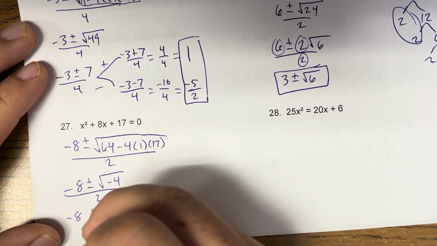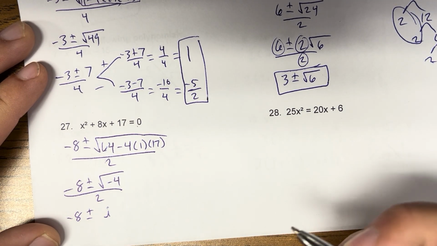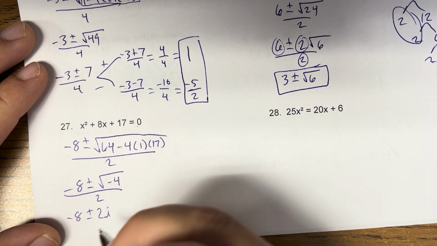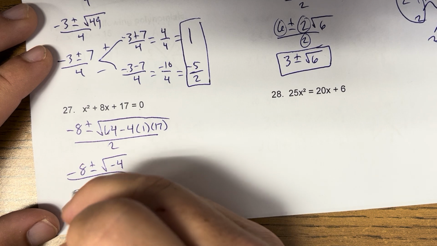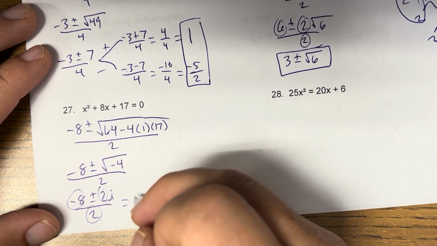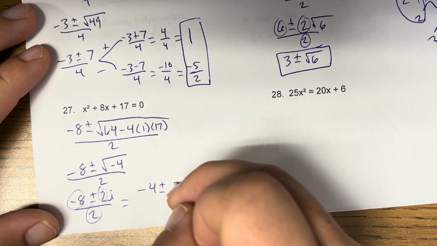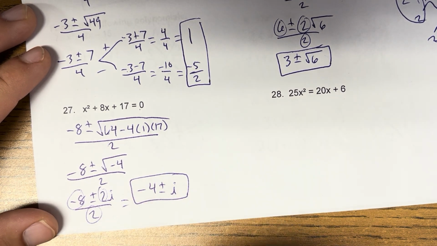Because there's a negative under the square root, I know I'm going to pull out an i, and then the square root of 4 is 2. It's a perfect square, and so it's 2i. And then I'll just see, can I simplify these 3 numbers? So negative 4 plus or minus i. Divide all 3 of those by 2.